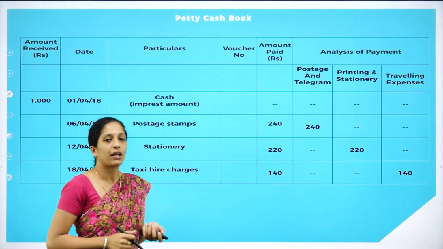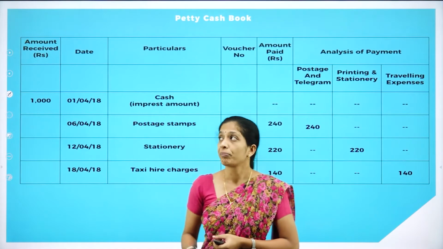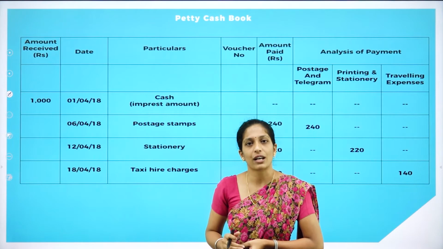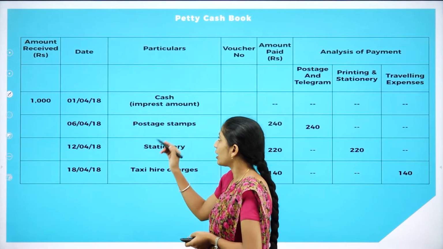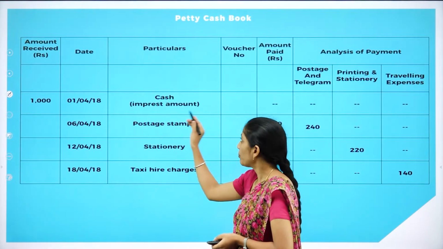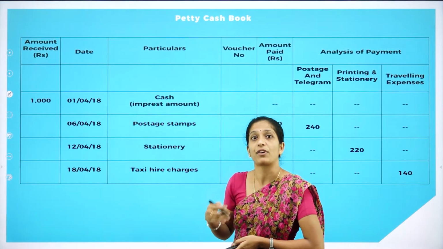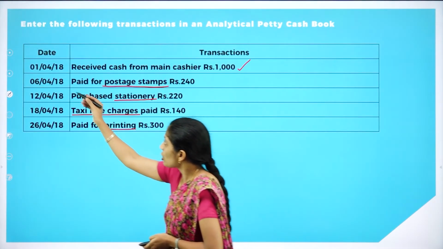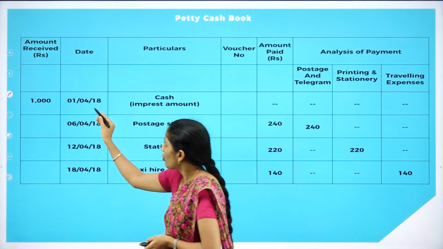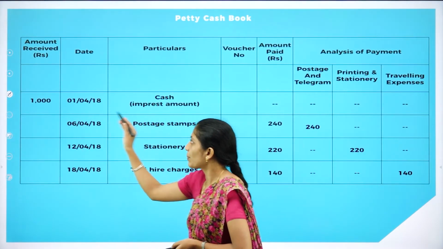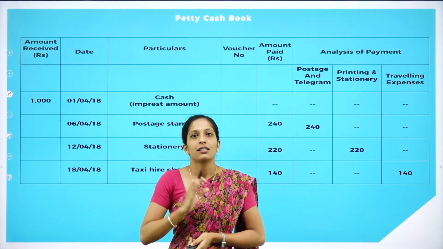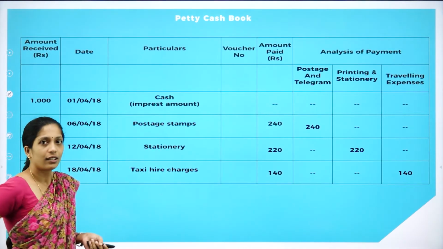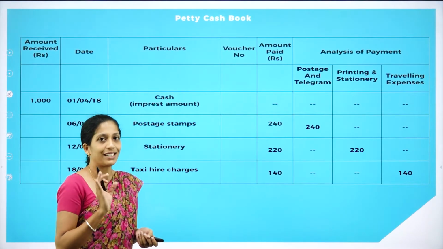Now we shall see how to prepare. As I told you, you have to begin with a neat heading, that is petty cash book. Next, your first column is amount received. So as I told, what you are going to record in your amount received? In your particular column, you will write it as cash imprest amount. So what is the imprest amount received from the main cashier? That is rupees 1000. On which date it has been received? That is on 1/4/2018. So on 1/4/2018 we have received imprest amount 1000. So this you have to write in your amount received column. Next, all the rest of the columns are empty. Only this much.